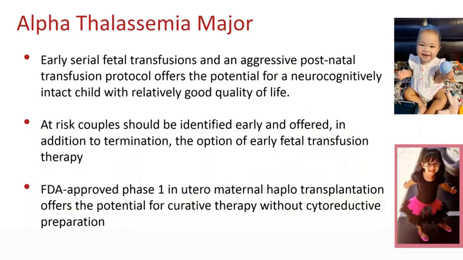Early serial fetal transfusions and an aggressive postnatal transfusion program offer the potential for a neurocognitively intact child with a relatively good quality of life. At-risk couples should be identified early and offered, in addition to the standard termination, the option of early fetal transfusion.